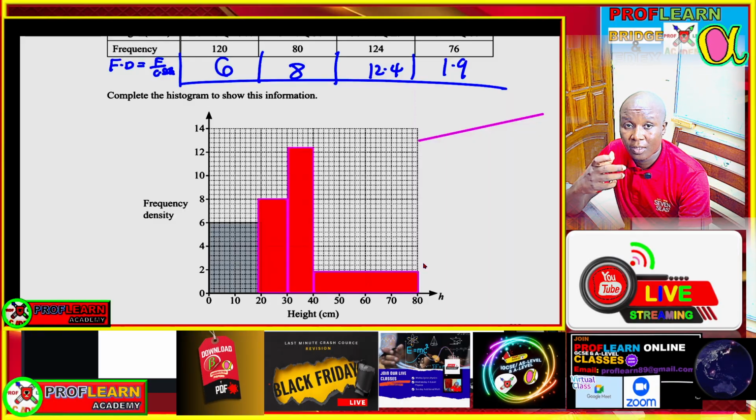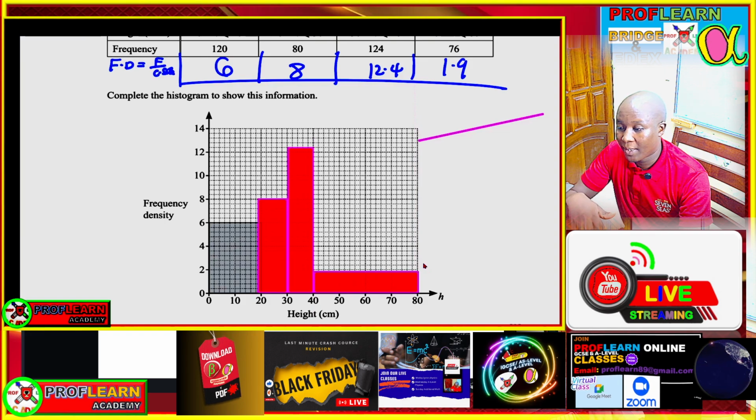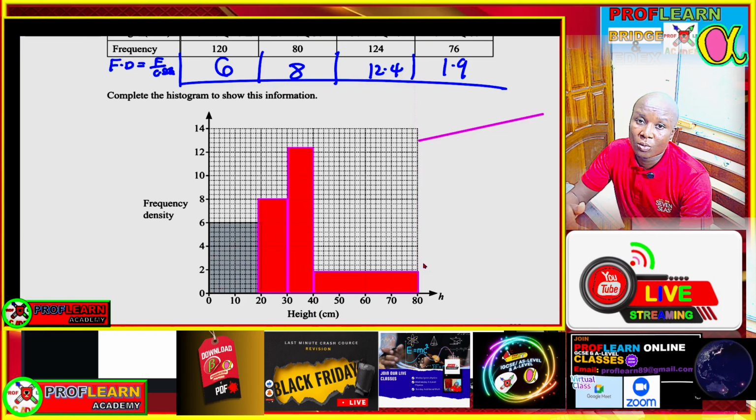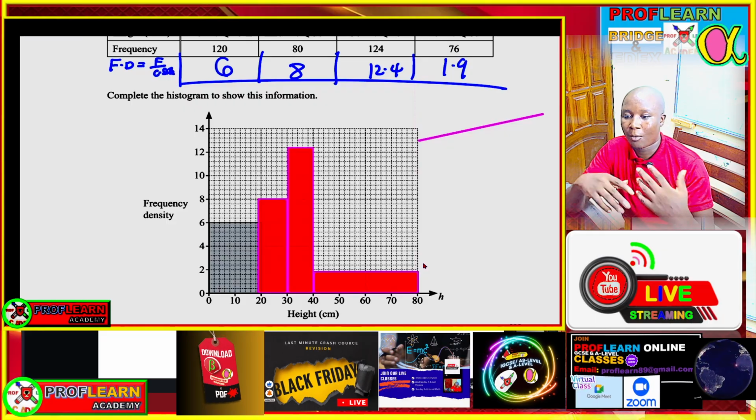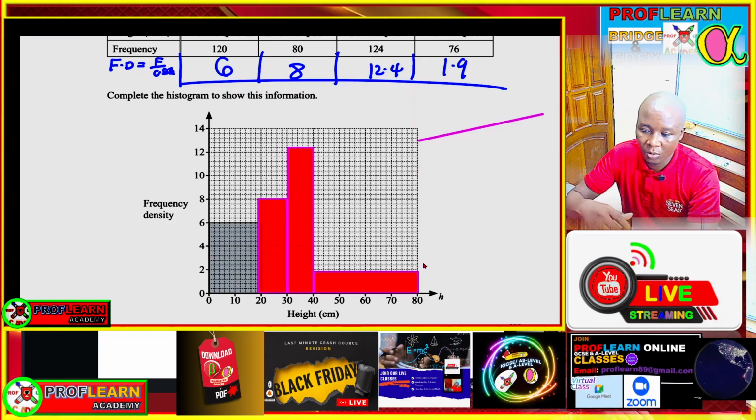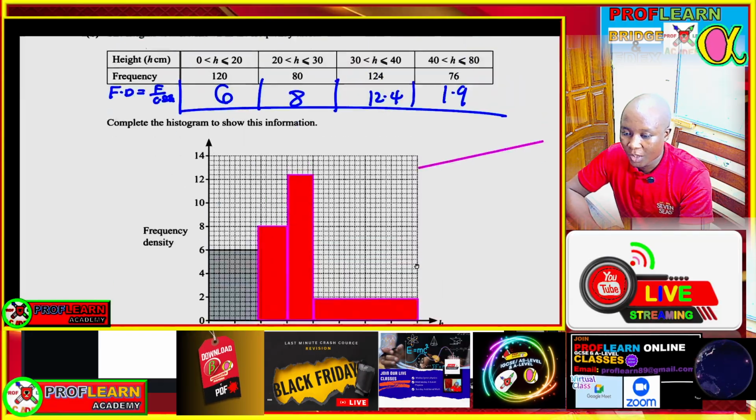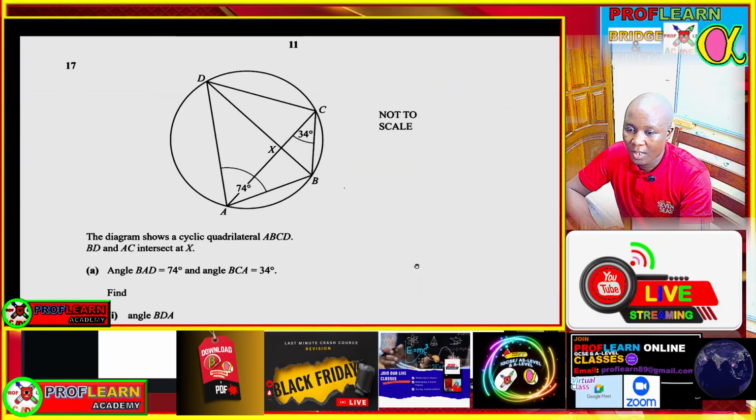The most important thing you need to understand is how to find frequency density, but also they may ask you questions whereby you are supposed to get frequency from a histogram, working backwards to get back to the table. So let's see angles. Angle properties of a circle theorem is also another area that you need to work on.